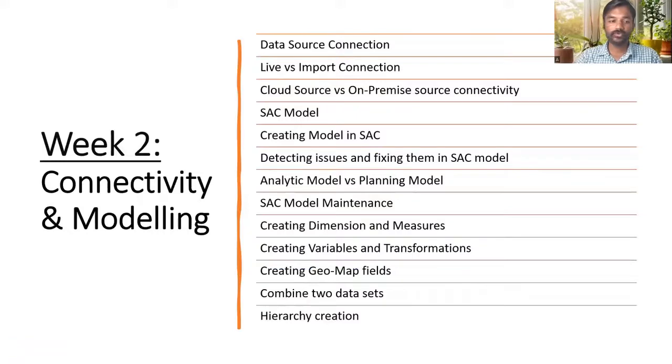In week 2, we are going to see all about connectivity and modeling. What are the different data types? What types of database connections we can create, like live database connections or import connections? What are the different types of models we can create? How can we fix any issues which come up in an SAC model? What is an analytic model? What is a planning model? And then we will see how to maintain SAC models as well. There are many geomap fields, how to combine two data sets, and hierarchy creation. These we are also going to see.